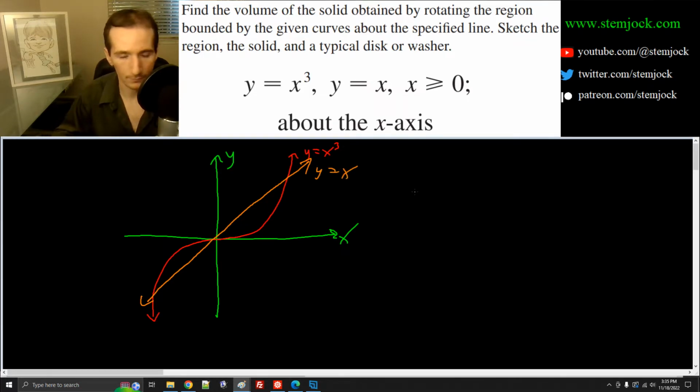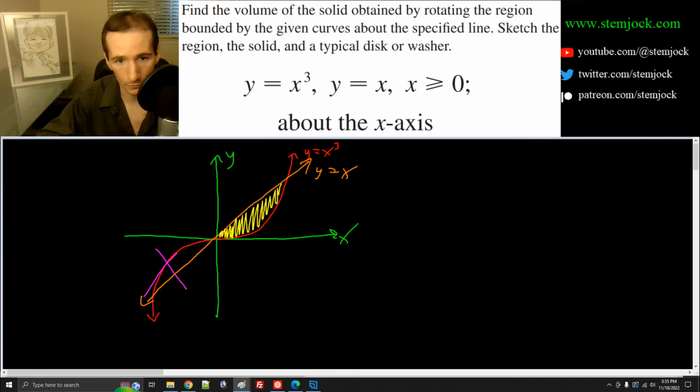And now x greater than or equal to 0 means that we consider only the part that is to the right of the y-axis. So basically everything to the right here. So our area of interest is going to be everything bounded within these two curves here. We ignore these curves on the left side here. This here is what's called the area of interest. That's what we're going to rotate about the specified line here, which is the x-axis.